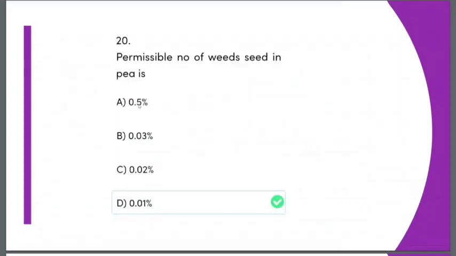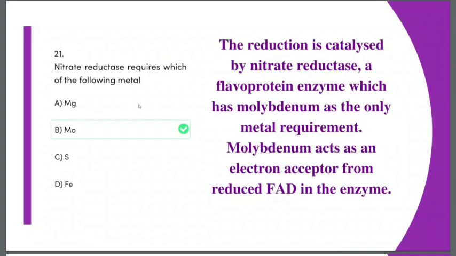20th question is: permissible number of wheat seed in P is 0.01%. Again, it's a factual question. 21 is: nitrate reductase requires which of the following metal? So answer is Mo, molybdenum, and the reduction of nitrate is catalyzed by nitrate reductase with molybdenum.